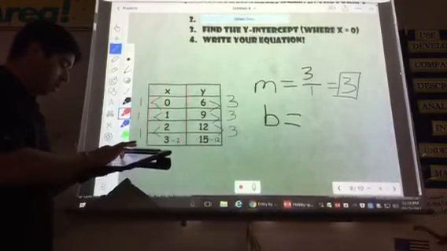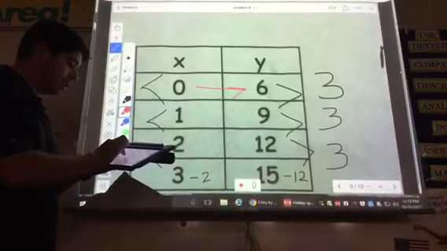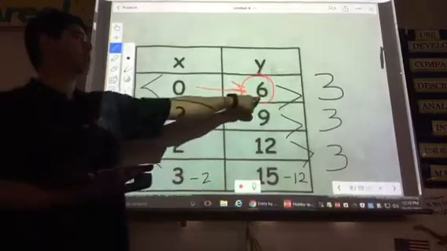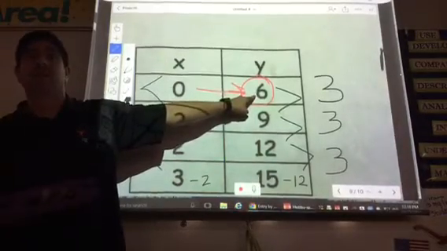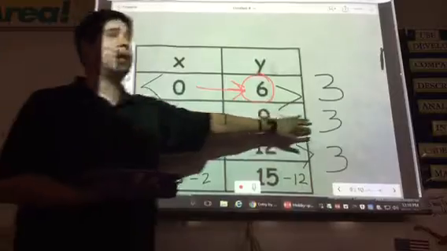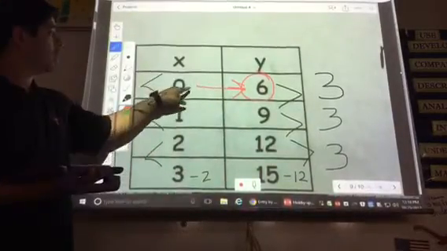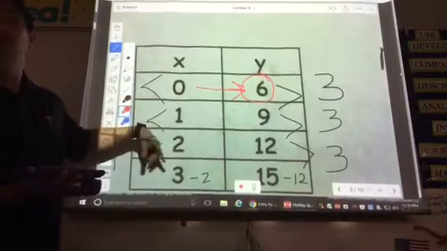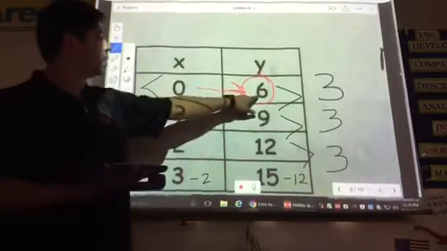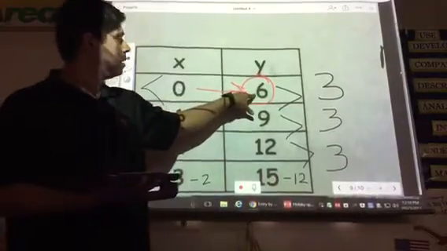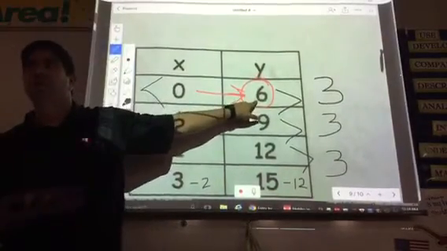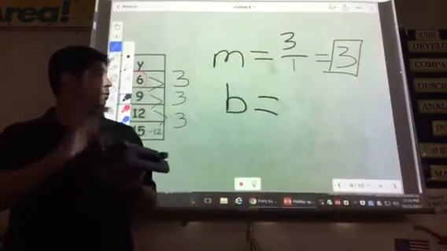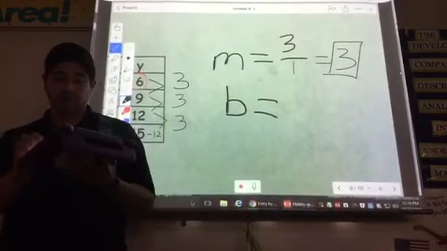So where x is 0, I am just going to look and see what number I have here. So my y-intercept is 6. Not the slope, my y-intercept, right? We already found my slope, 3 over 1, right? I'm looking for the y-intercept where x is 0. So if you ever have a 0 in your tables, you don't have to do any extra work. You just go and look and see what y value is with 0. That's going to be your y-intercept. So over here, where I have b equals, I'm going to write that number that I circled, which is 6.